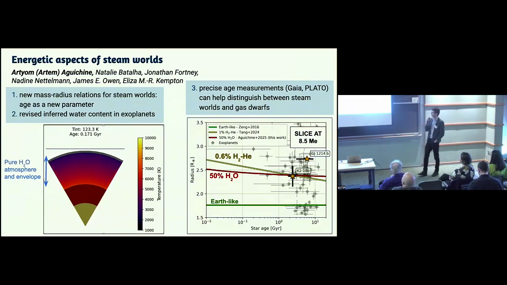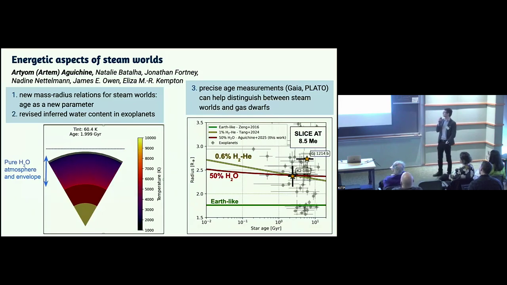What you see in this animation is an actual result from that modeling. We consider pure steam atmospheres and pure envelopes and how they contract in time. It's a 1D model that solves the equation of energy balance with an up-to-date equation of state for water in the deep interior, and also revised opacity tables in the atmosphere to control the energy flux. That creates new mass-radius relations. Also, we reassess the water mass fraction in sub-Neptunes.